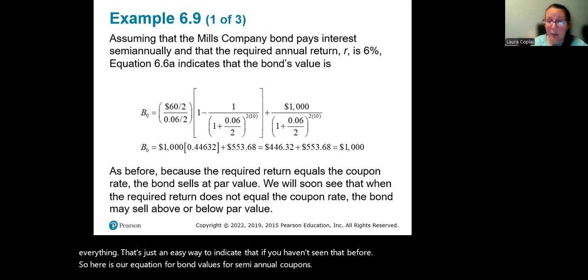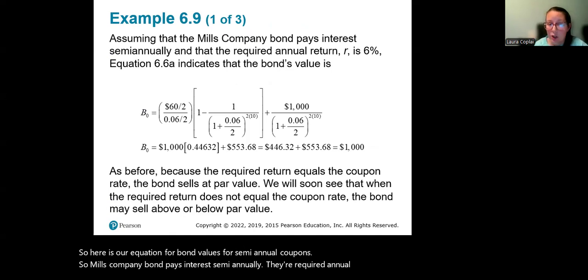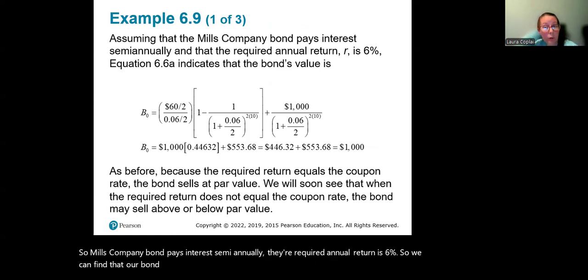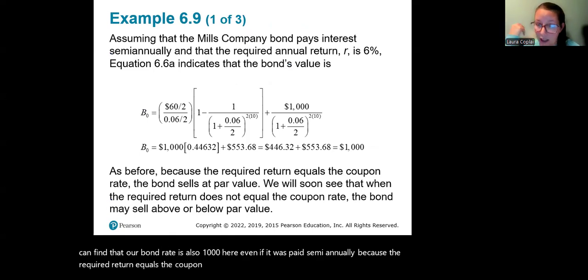So Mills Company bond pays interest semi-annually. Their required annual return is 6%. So we can find that our bond value is also 1,000 here, even if it was paid semi-annually, because the required return equals the coupon rate. The bond's going to sell at par value.